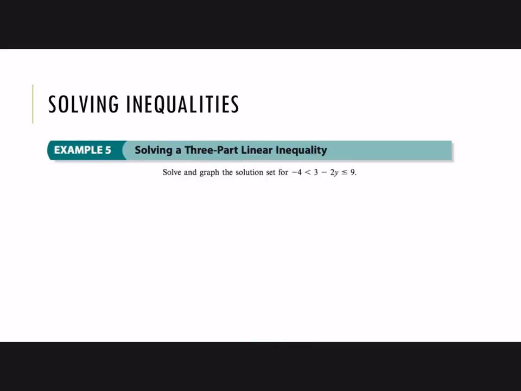Okay, and we'll end on one more example. This is a 3-part linear inequality. So we have negative 4 is less than 3 minus 2y is less than or equal to 9. So you can do this in two ways. You could look at each portion of this separately.